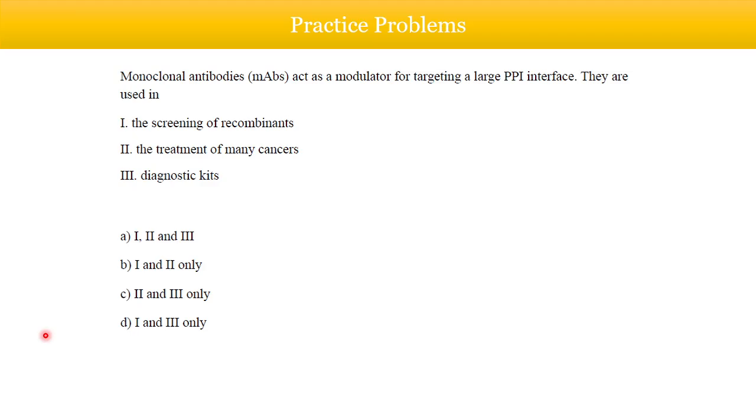Next one, it says monoclonal antibodies act as modulators for targeting a large protein-protein interface. They are used in screening of recombinants, treatment of cancer, and as diagnostic kits. Which is correct? 1, 2, 3, 1, 2, 2, 3, 1, 3.